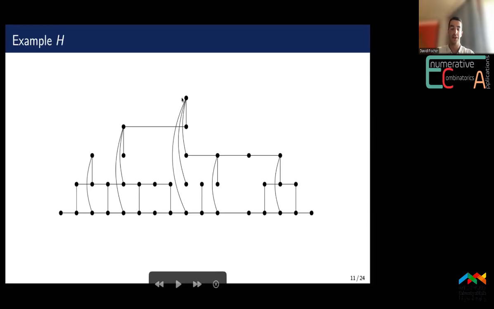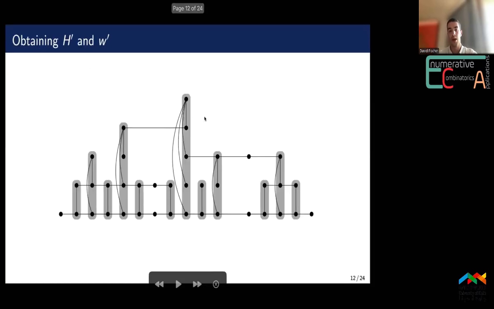So just as a visual, this is something that H could look like. Of course, there are a lot of different things it can look like, but essentially we just choose some of the vertices of G and we say, okay, we keep all of the edges between them. And recall that these aren't exactly edges, they could be paths, but just to avoid too much clutter, we just draw them as edges. They're not so important. And so this is how we're going to obtain H prime.